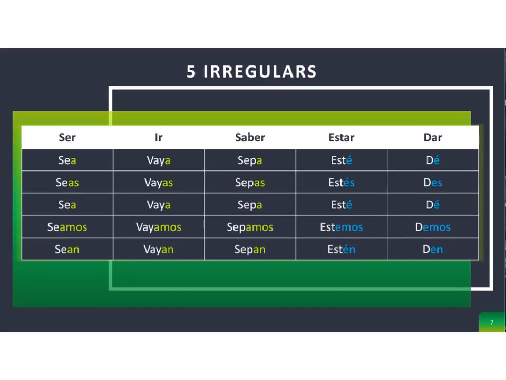Here are the 5 irregulars again, and I simply color-coded the ER and IR verbs. They have those green endings, and you'll notice that all the endings are exactly the same. And then the AR verbs, estar and dar, they have those blue endings, and their endings are exactly the same. So there's actually nothing irregular about the endings of any of these 5 verbs. The endings follow the rules of the regular verbs in the present subjunctive. The only reason why these verbs are irregular in the subjunctive is because their stems are irregular. So we get to them in an irregular way.